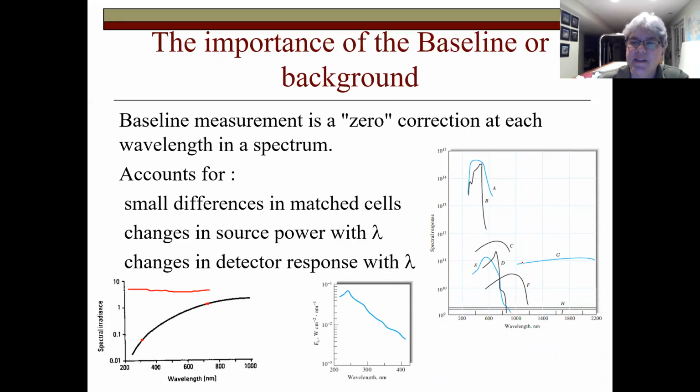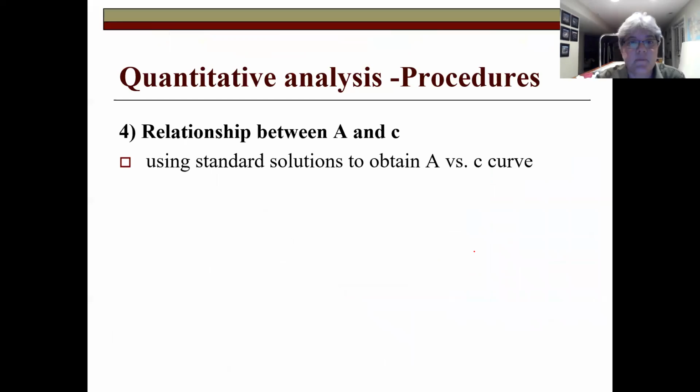Your baseline does that. Your baseline also corrects for the differences in the detector response. Now remember, we said a good detector should have the same response for every wavelength, but most of these don't. This one's much more sensitive here than it is at this wavelength. So we have to correct for that. So that's what the baseline does, or the background does. So you always have to run that baseline so that you're correcting for these things.